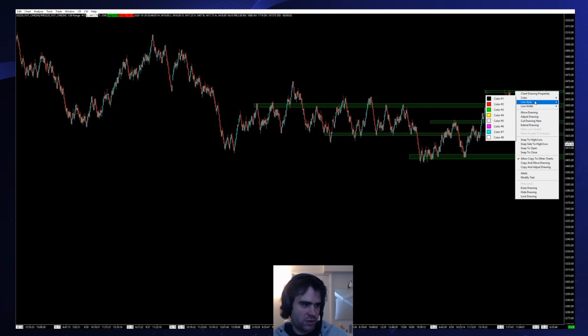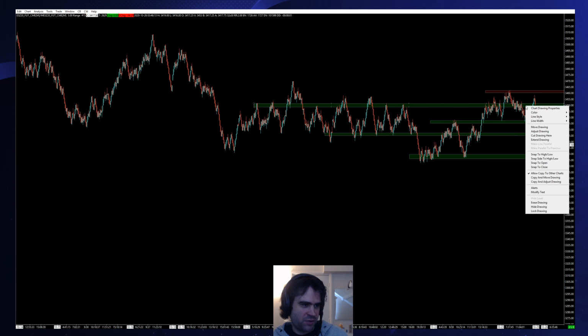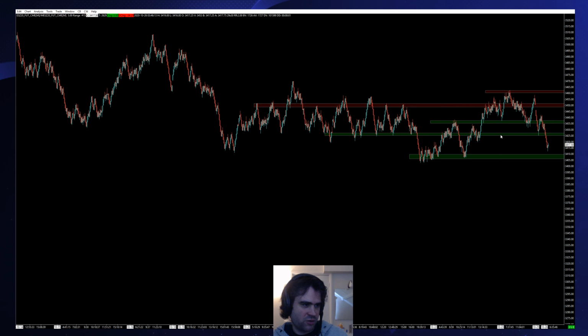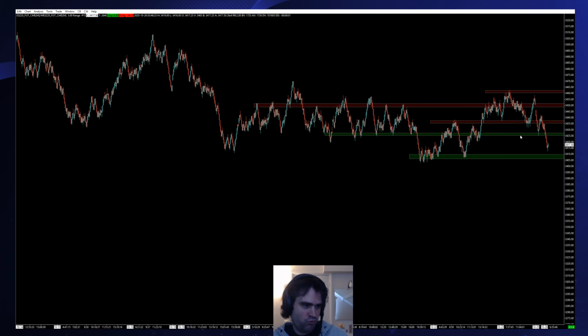Make this resistance. It kind of gaps, and the gap is expected to be filled at one time, maybe the end of the week. This is some resistance as well. And this remains support then.